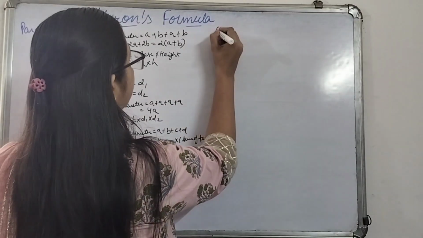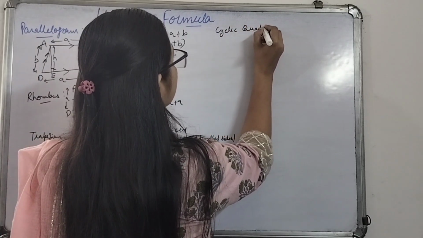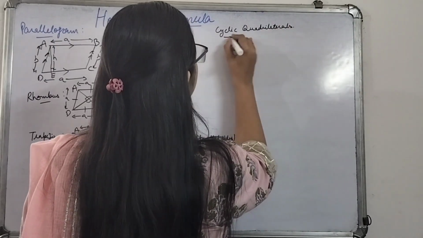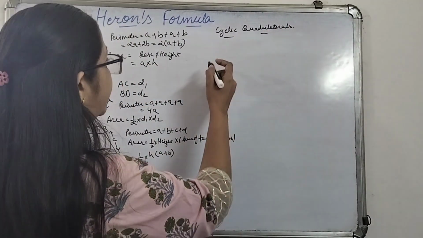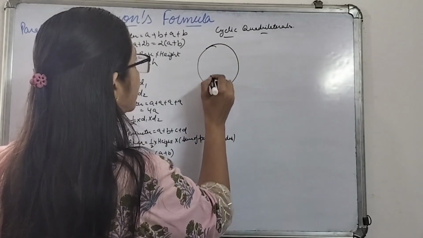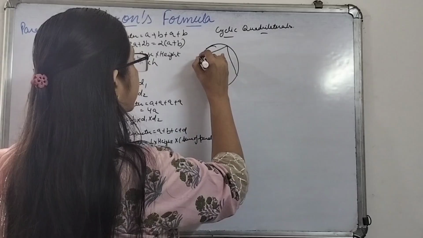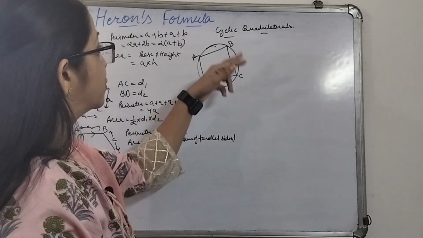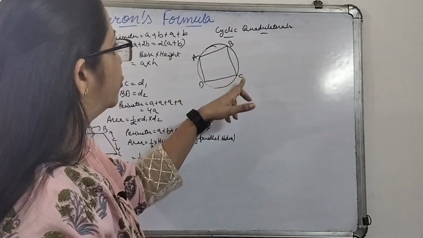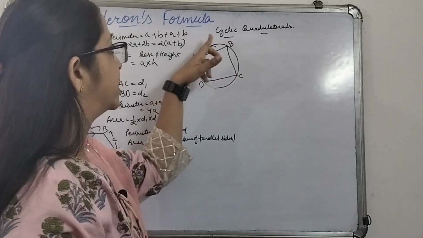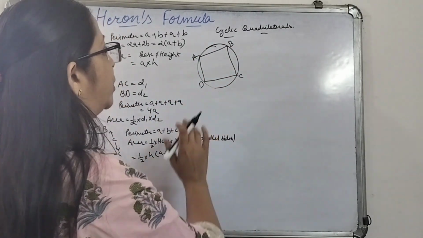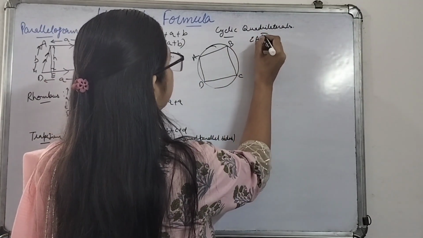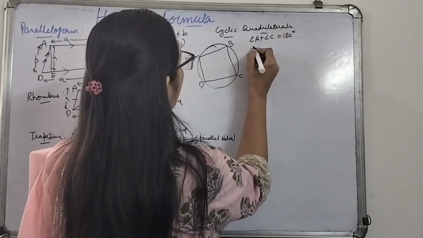Now coming to cyclic quadrilaterals. In the chapter Circles, we have learnt about it. So what are cyclic quadrilaterals? Cyclic quadrilaterals are quadrilaterals whose all four vertices lie on the circumference of a circle. If ABCD is a quadrilateral whose four vertices lie on the circumference of a circle, then it is known as a cyclic quadrilateral. These types of quadrilaterals are known as cyclic quadrilaterals. The property of cyclic quadrilaterals is that the sum of opposite angles is 180 degrees.